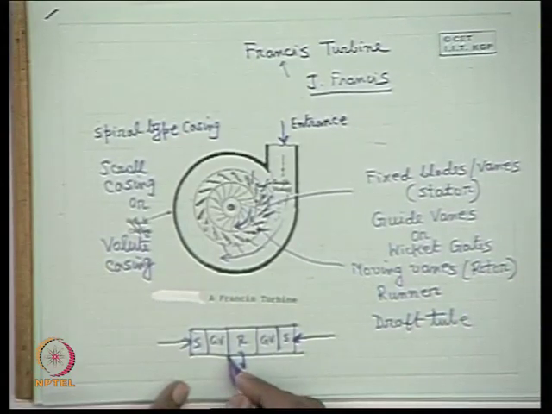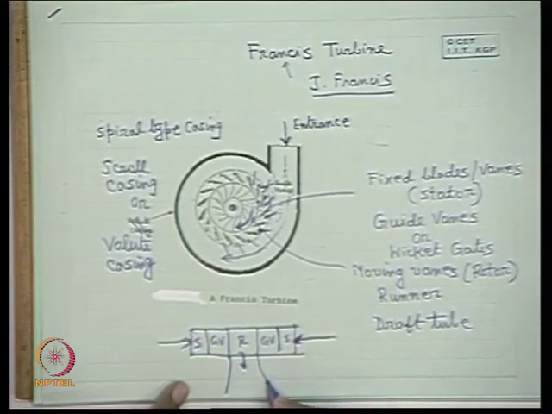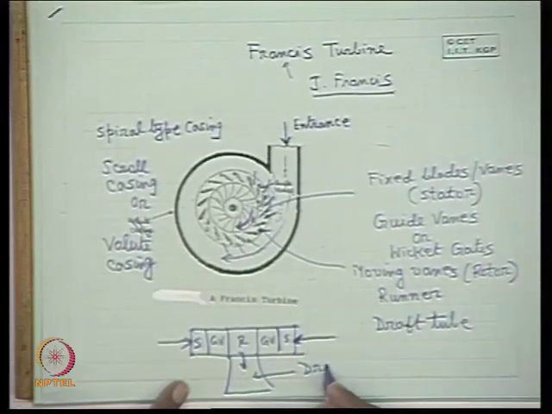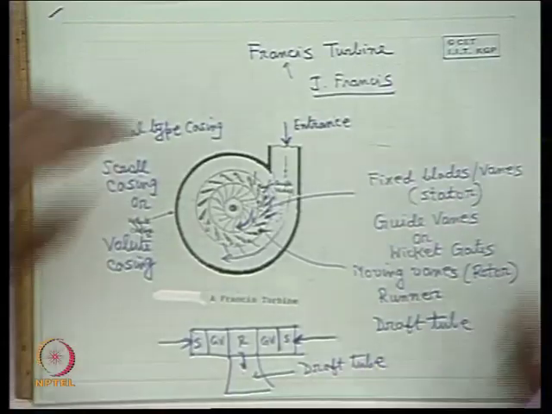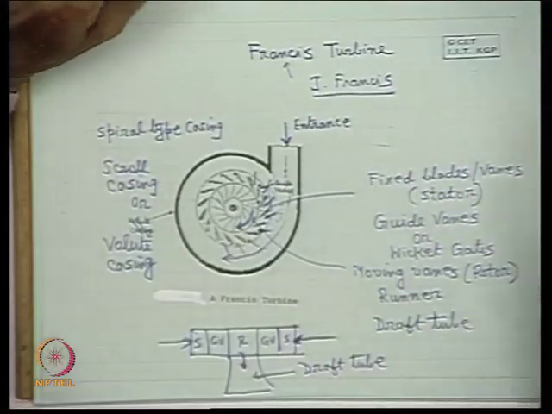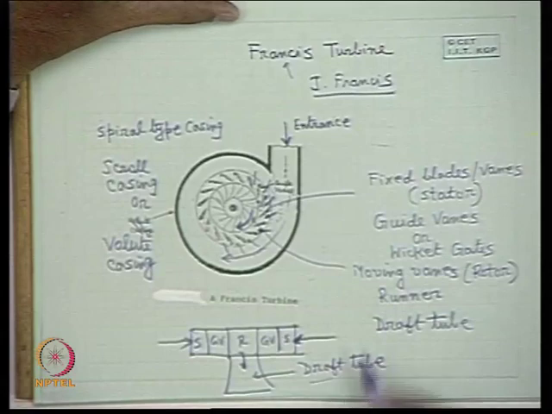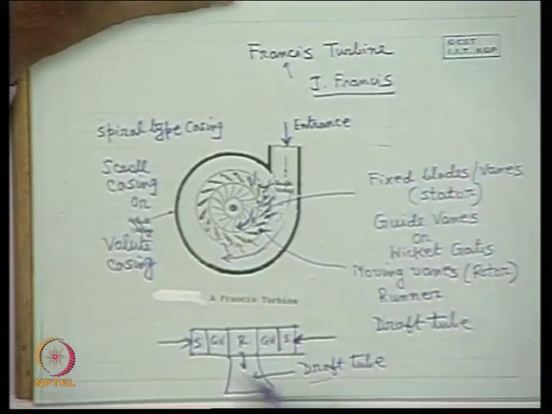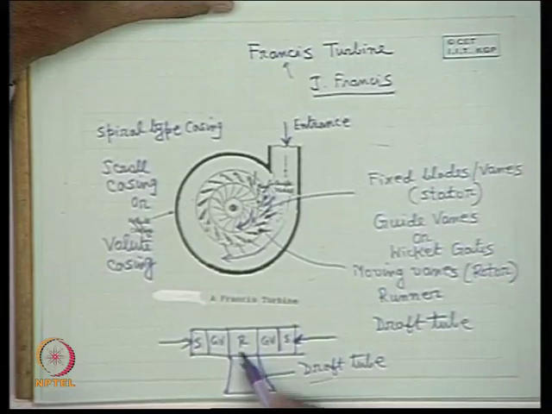So here what happens, a tube or a conduit is attached which has a diverging section. Why is it done so? This is the draft tube. Now, before coming to all the components again, let me tell why such a tube with diverging area is attached for the final discharge of the liquid from the turbine.